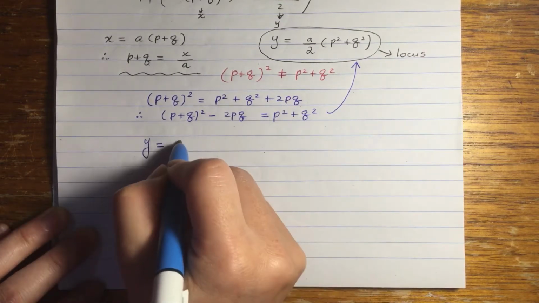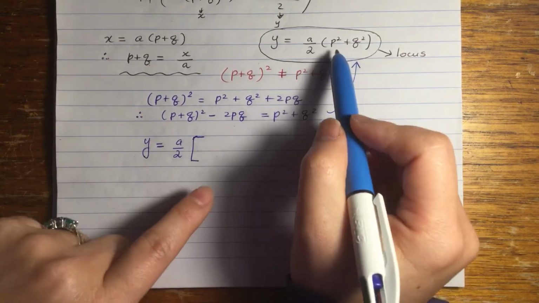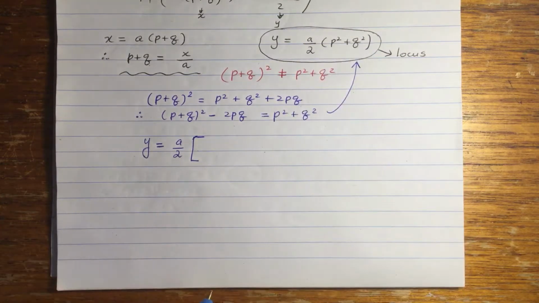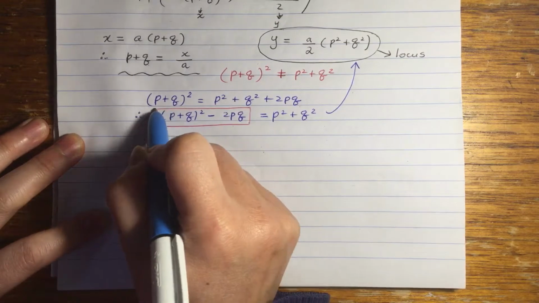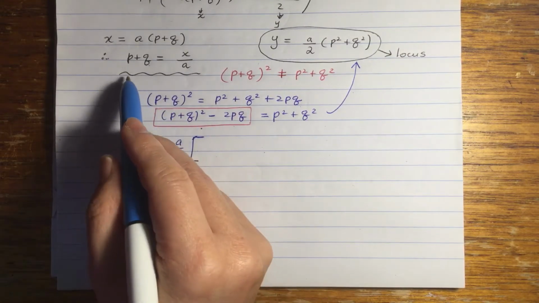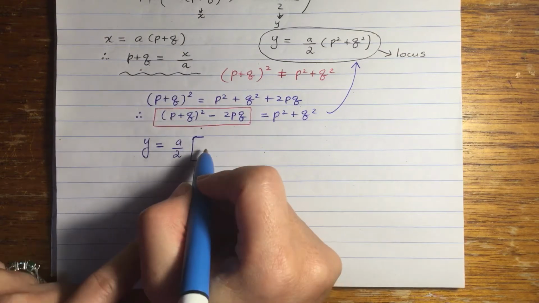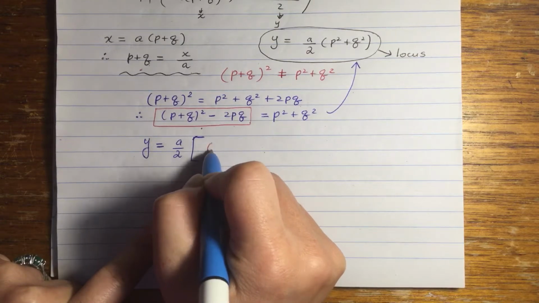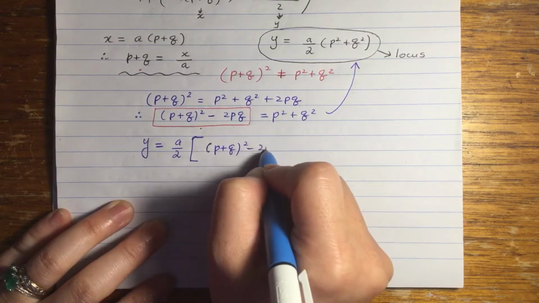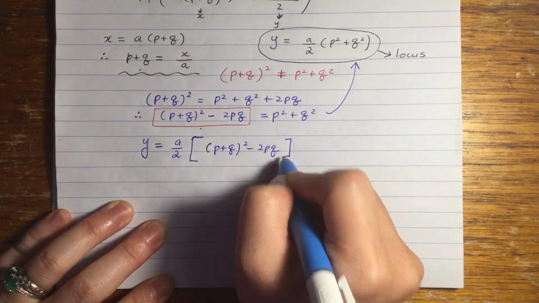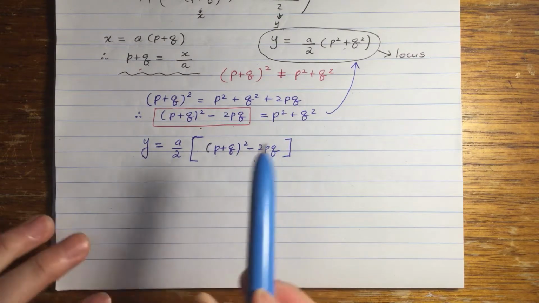So let's have a look. y equals now a over 2, big brackets. Instead of a p squared plus q squared, I'm going to replace it with this. That way we can use p plus q, which is in terms of x over a. So I'm going to put that in there. Maybe I'll change the color. p plus q squared minus 2pq. Okay, that's what I did. I just replaced this with this. That's all I've done, nothing special.